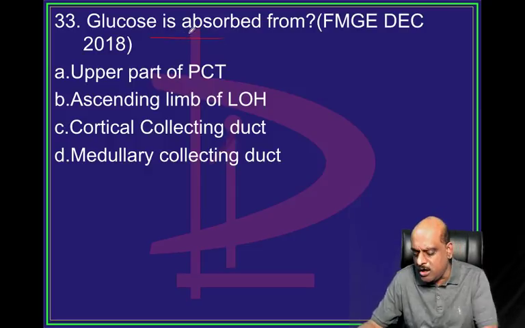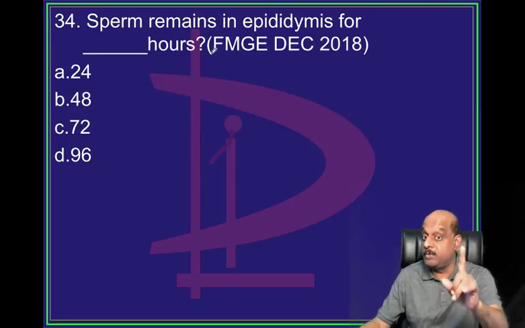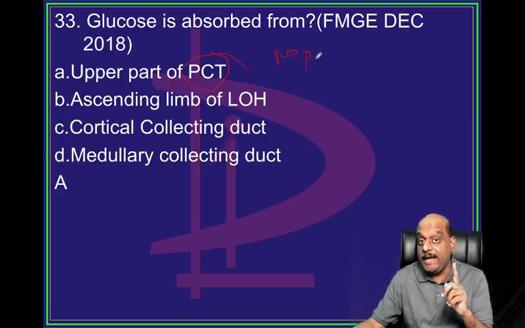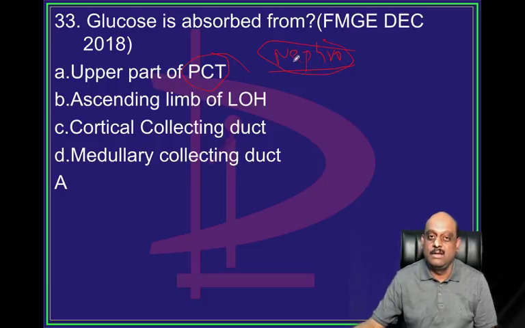Glucose is absorbed from proximal convoluted tubule. और एक बार मैं बोल रहा हूँ ना, nephron physiology, highest number of questions.